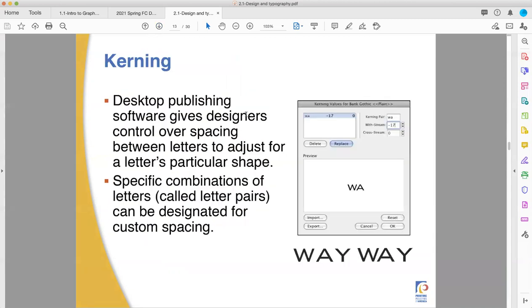Kerning. Kerning makes more sense if you think about actual lead type than it does on a computer. Kerning lets you control the amount of space between two letters, specific letter pairs, like a capital W and a capital A. This is a very good way of looking at it. If you look at this on the right, you can see that the kerning allows them to go closer to each other. If you did this on lead type originally, you would have empty space.